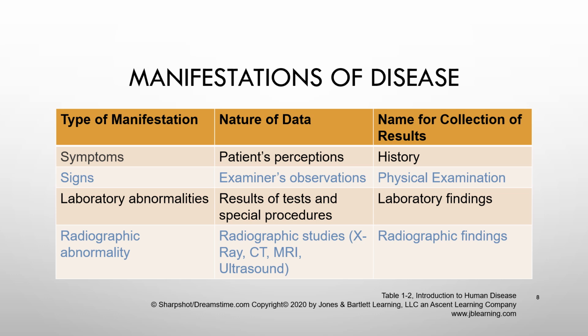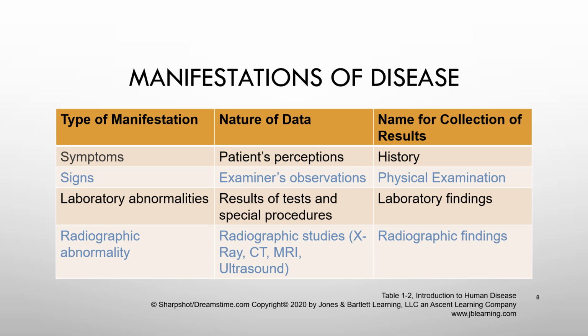Let's start with symptoms. Symptoms are based on the patient's perceptions. These are things the patient feels and reports: pain, fatigue, nausea, dizziness. If the patient says it, it's a symptom. Symptoms are collected as part of the patient history, and yes, they matter, even if they're subjective, because ignoring how a patient feels is a great way to miss something important.